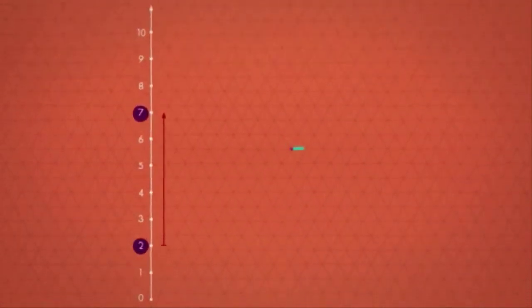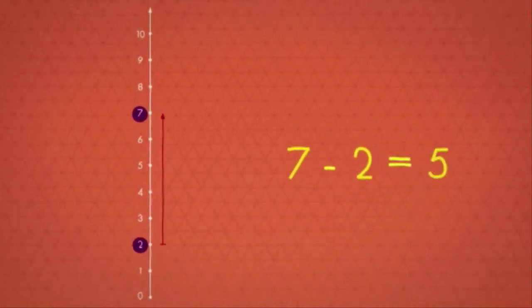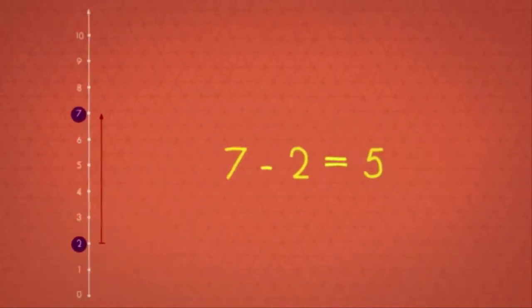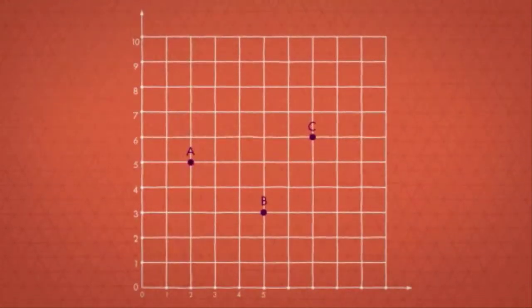What if we have a vertical number line, like this? We do the same thing. We subtract the smaller coordinate from the greater coordinate to find the answer. But what about finding the distance between any 2 points on the coordinate plane?